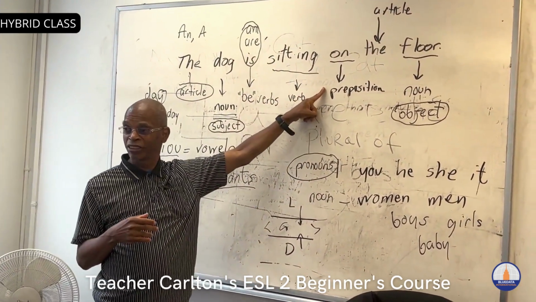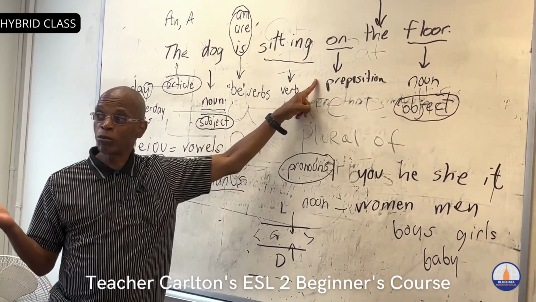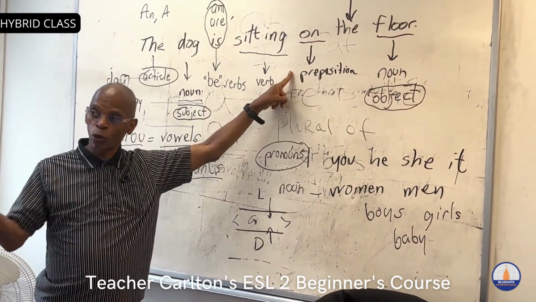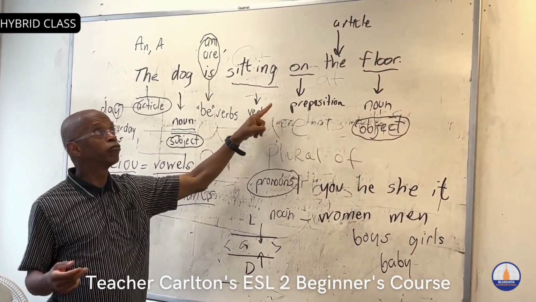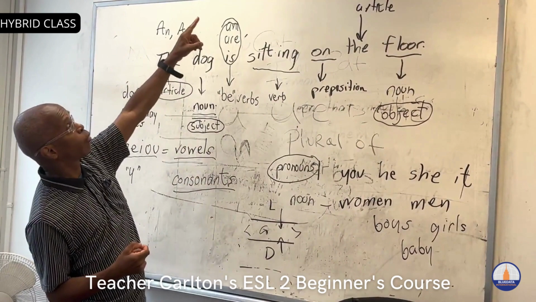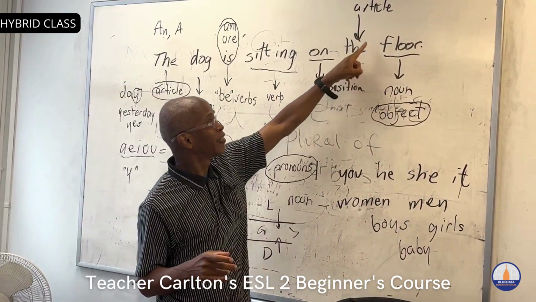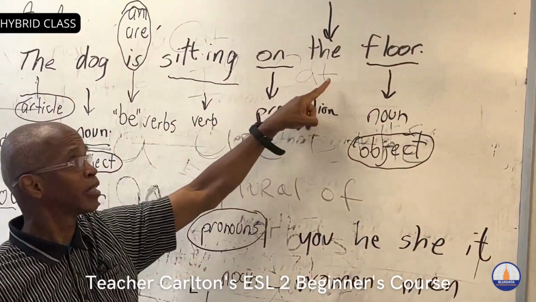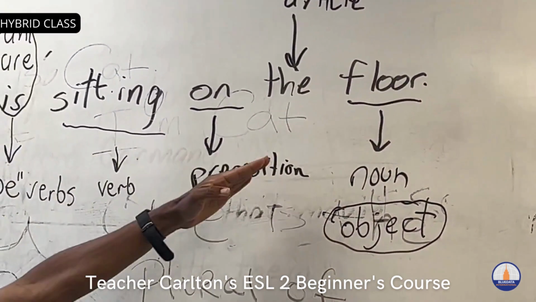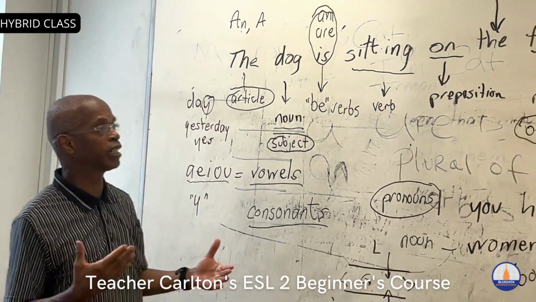On, preposition, exactly. Now we're going to talk more about prepositions by the end of the day because that will be on your test next week. On, in, and at, in reference to time. Right now, we'll talk about that later. But anyway, go with the time. Here again, the article. Floor is what? Object. It is the object of the sentence. It's also a noun because it's a thing. So all things are nouns.